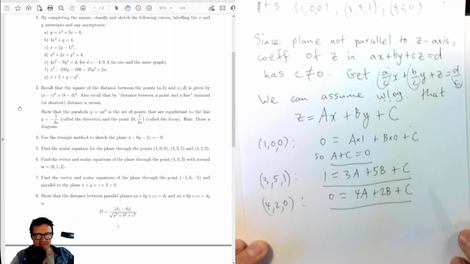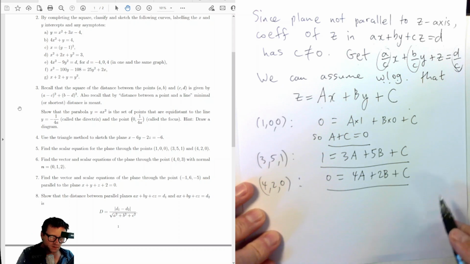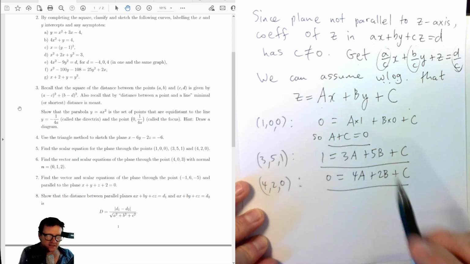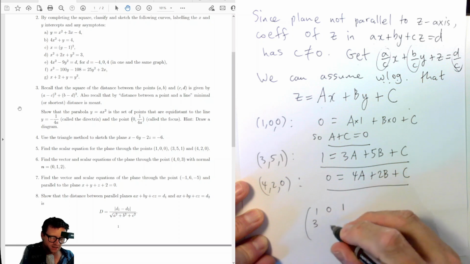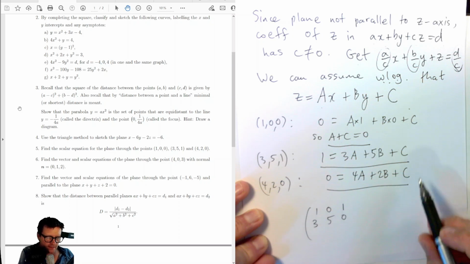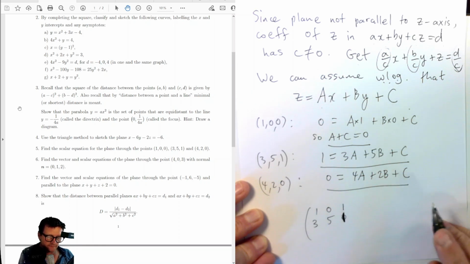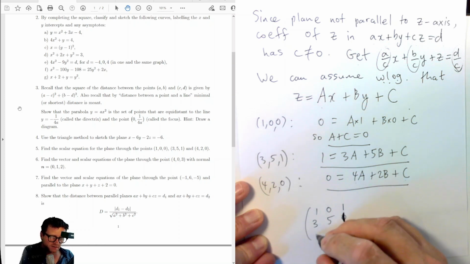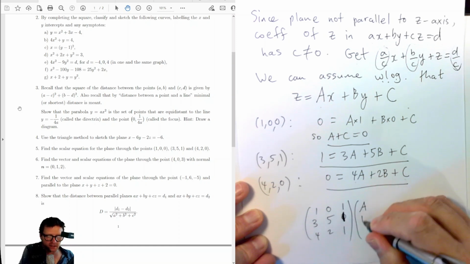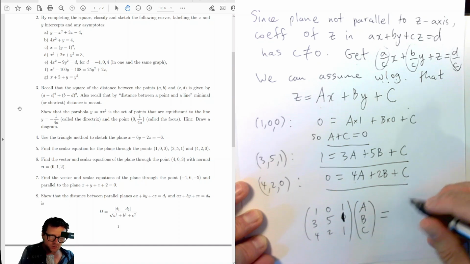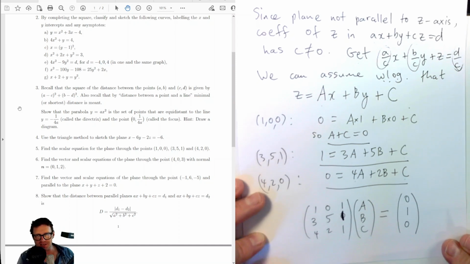Now, we want to write this as a system of 3 equations and 3 unknowns. All right, so there's no b in the first, so I'm going to write 1, 0, 1, and then here we've got 3, 5, 1. Oh, right, the coefficient of c is 1. Okay, and then 4, 2, 1. Multiplied by a, b, c is equal to 0, 1, 0. Okay, so now I have a matrix equation that I can solve.